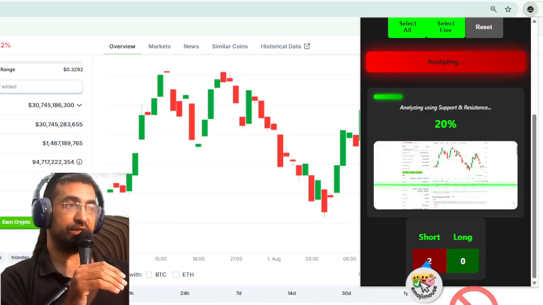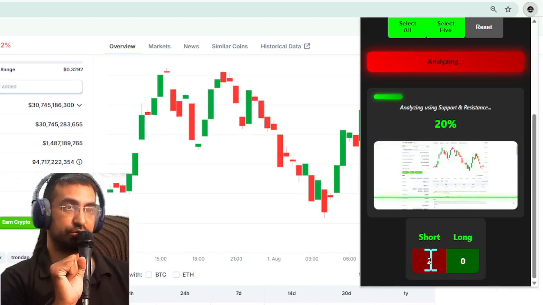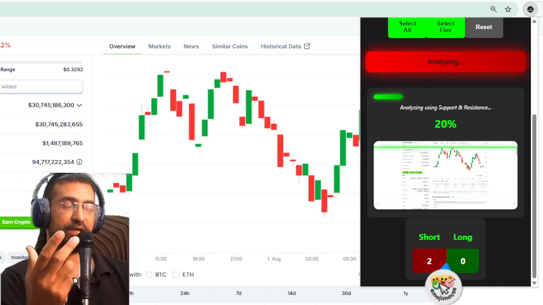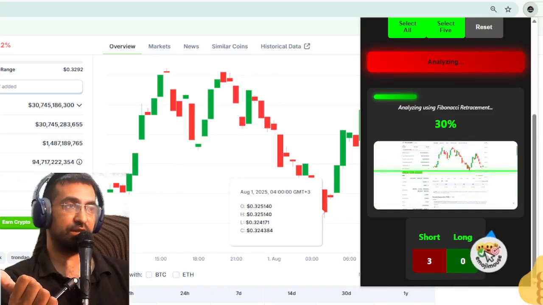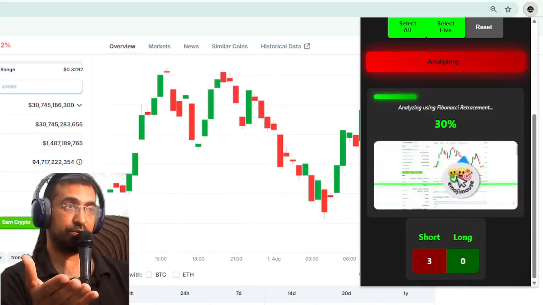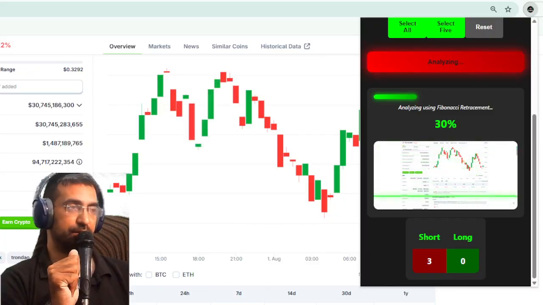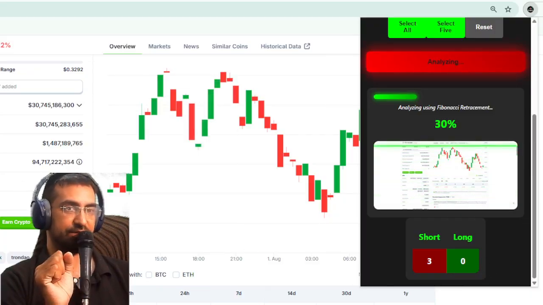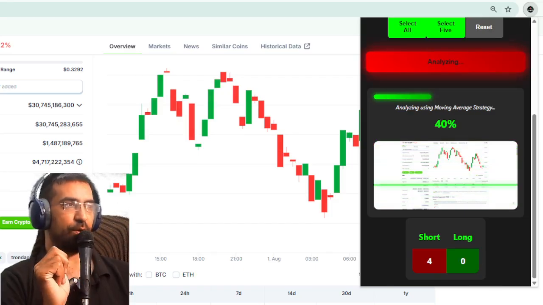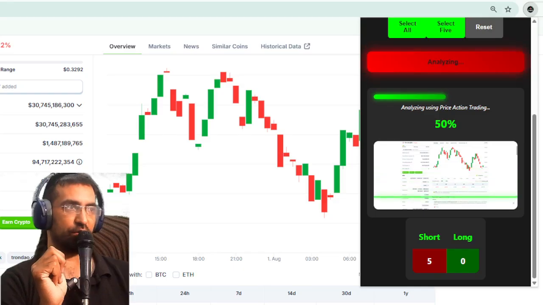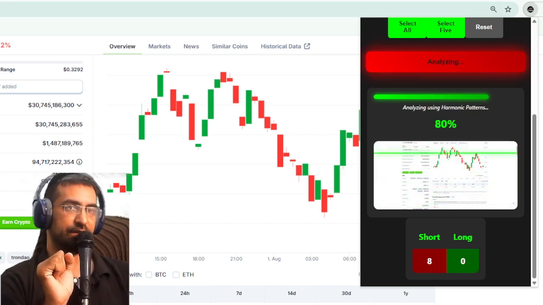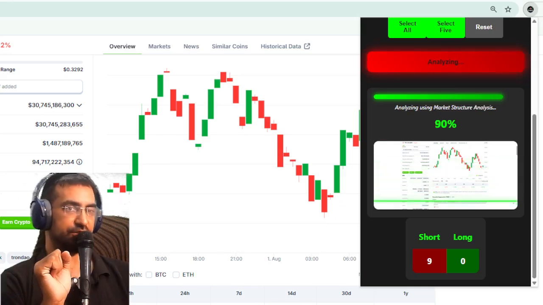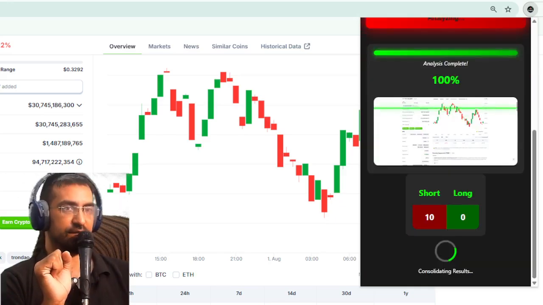So right now, it's 2-0 to short. Short is winning, meaning more trading strategies are telling you a short trade would be profitable, whereas hopefully we'll see soon, maybe 1 or 2 of the strategies will say a long trade might be more profitable. So let's just wait for that to unfold. Now we're on the moving average strategy, and now we're on the price action trading strategy, and now the harmonic pattern strategy, the market structure strategy, and that's all.